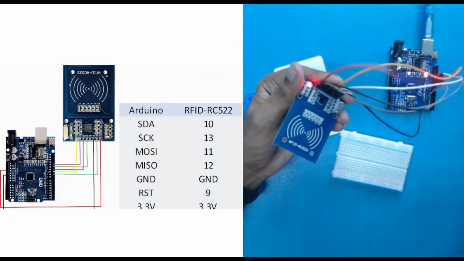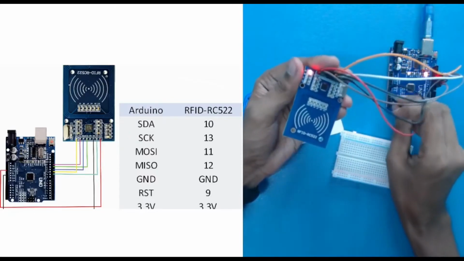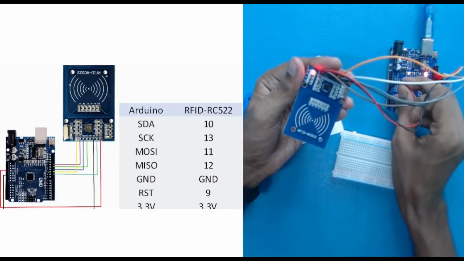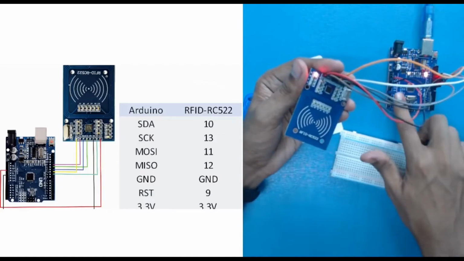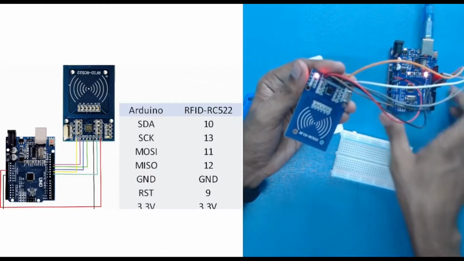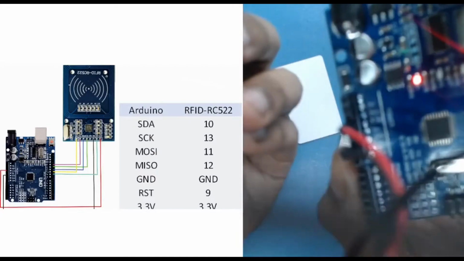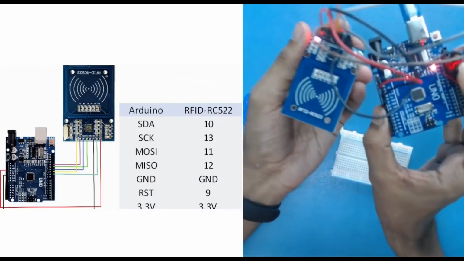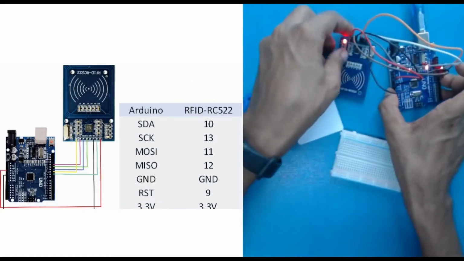Then after that, we have 3.3 volt. So we also have a 3.3 volt in our power section. So if you see it carefully, these are my connections. Just connecting two of them.